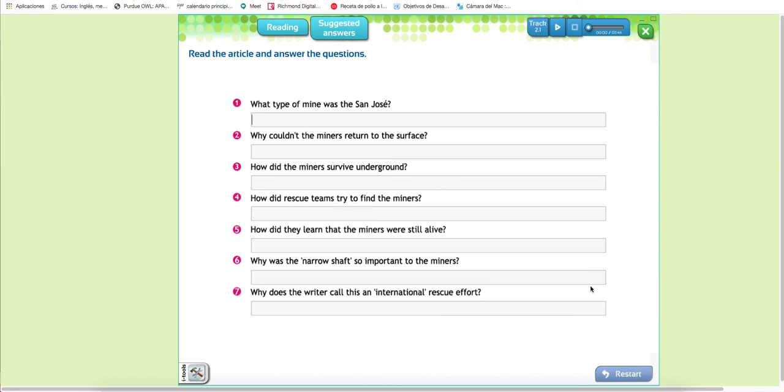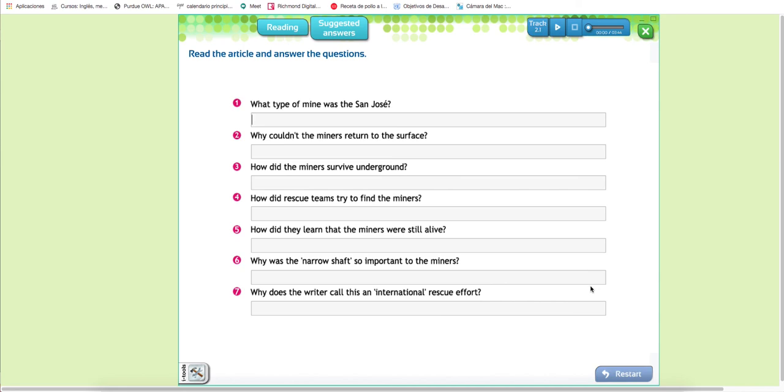Why does the writer call this an international rescue effort? Number 7. Let him think. I can listen to you. Juanes, wait, Samuel. Samuel, let's wait. Can you listen, Juanes? We are listening to him. He is thinking. So while he is thinking the answer, why does the writer call this an international rescue effort?